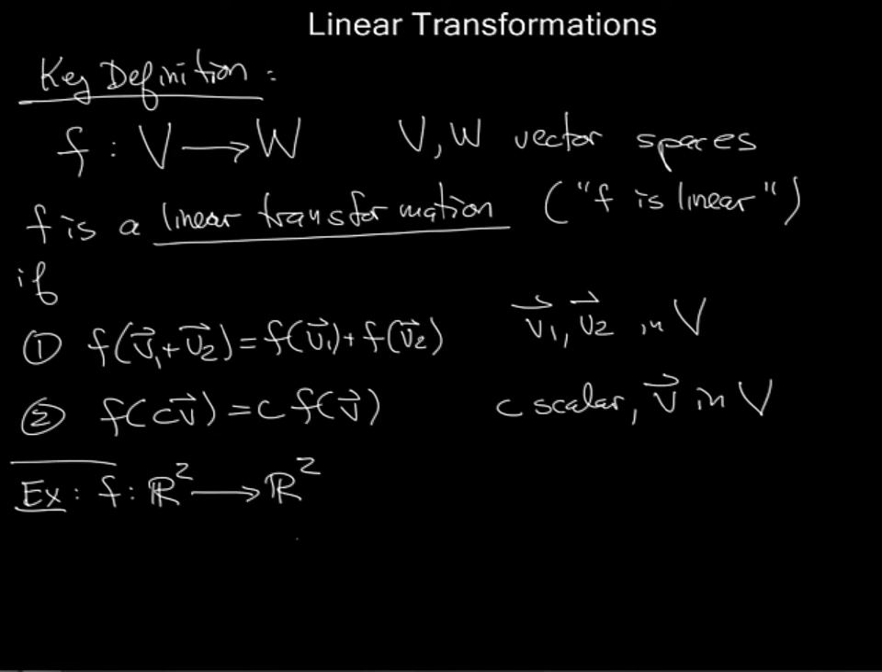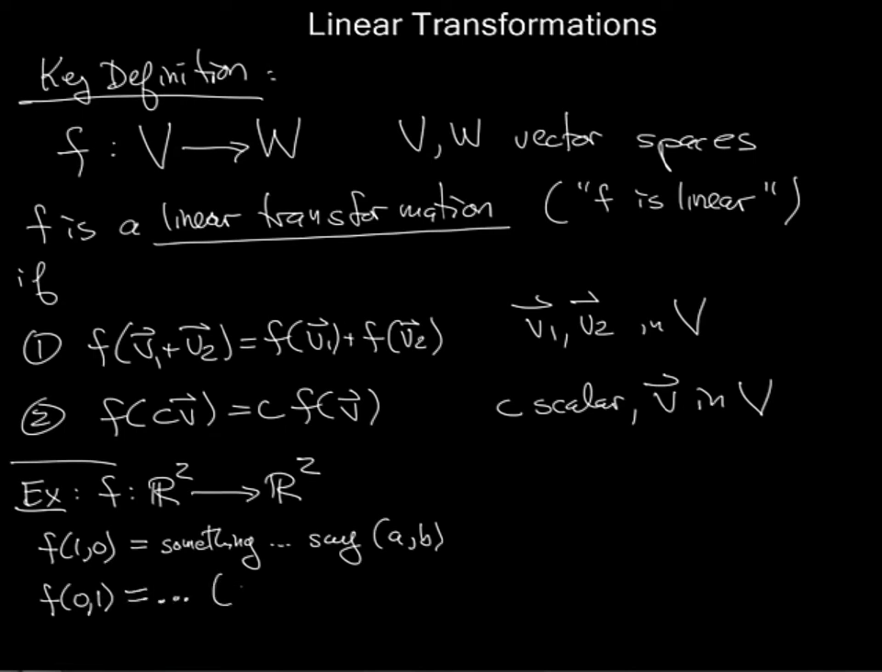And so, for example, if you have a linear transformation from R2 to R2, well, f of (1, 0) is some vector. So, I don't know, let's call that vector (a, b). And similarly, f of (0, 1) has to be something, and suppose that's (c, d).